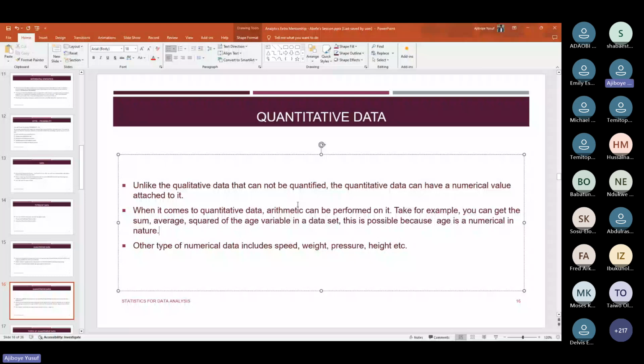So whenever you perform arithmetic operations on something and it makes sense and it is a number, then that thing is quantitative data. Sales, profits, quantity, all of these things are quantitative in nature. I'm using sales and these business examples because a lot of the time the data sets you find yourself working with in this space are business and finance.